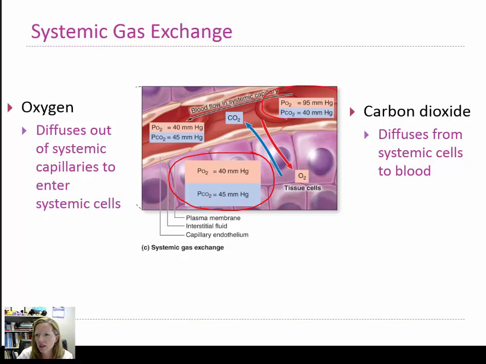Here we are, we're coming in with 95 millimeters of mercury of oxygen, and we are coming in with PCO2 of 40. So again, it goes down the concentration gradient. It goes from this 95 to 40 until equilibrium has been reached. And same thing here. It goes from that 45 to 40 until equilibrium has been reached. So that is what's going to happen.